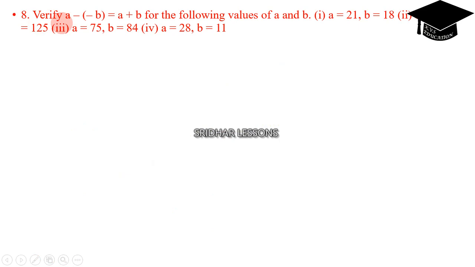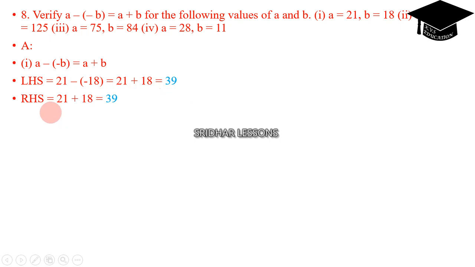Question number 8. Verify a minus (minus b) is equal to a plus b for the following values of a and b. Here we have the values for the first one: a is equal to 21 and b is equal to 18. LHS: 21 minus (minus 18), which is equal to 21 plus 18, which is equal to 39. And RHS is 21 plus 18, which is equal to 39. Therefore, LHS is equal to RHS.